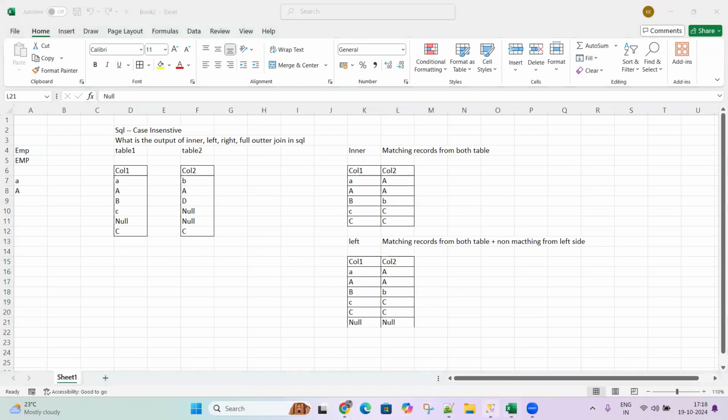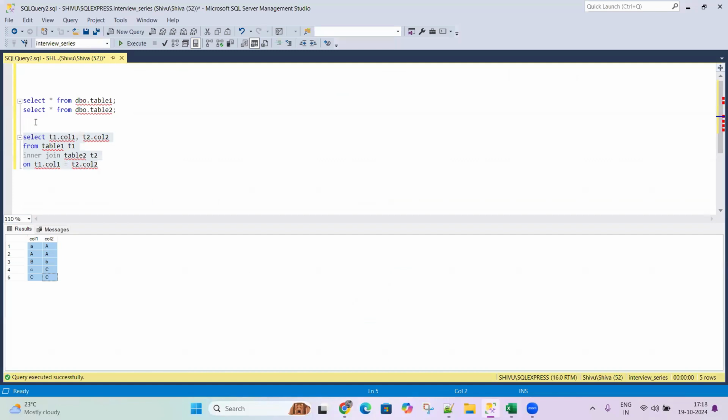So now let's see in SQL how it happens. The query is the same again. The only thing we need to do is change it to left. So now let's see what the output will be. So you can see here, A matches with A, again A with A, B with B, C with C, and capital C with C. And one null was there that came as it is. So you can see the output here.